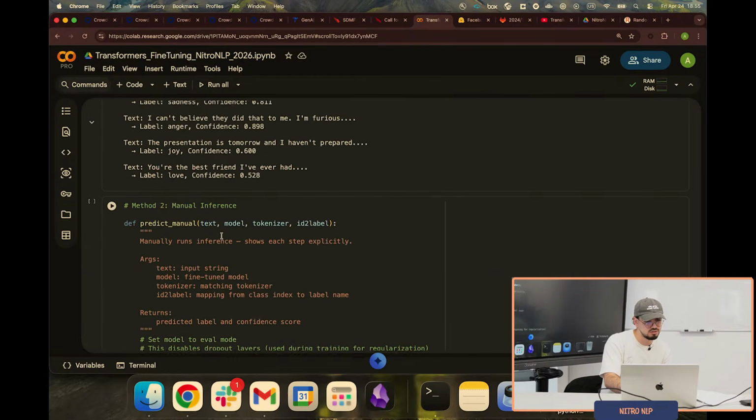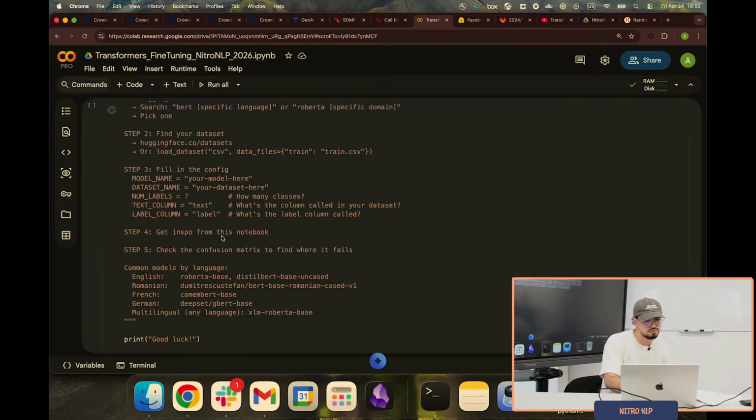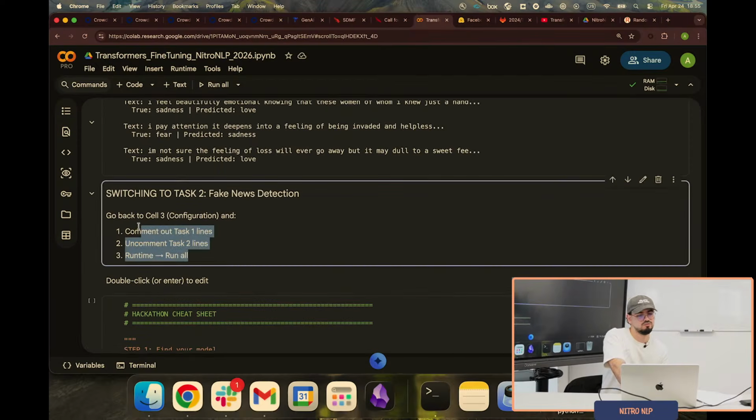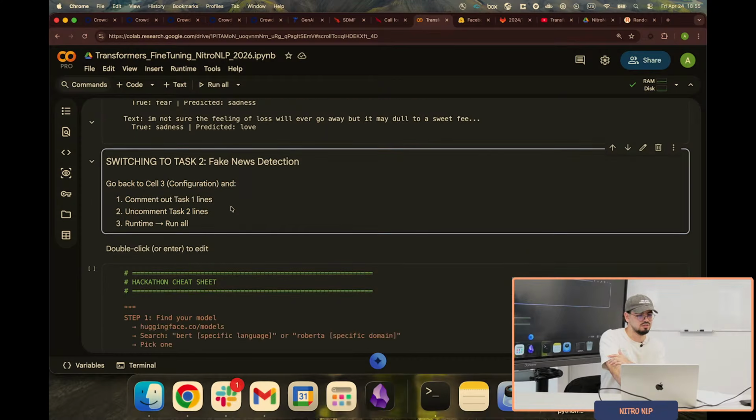Besides that, where was it? Yeah, no, that would be it. So if you would run all, you would get results only for the fake news detection.